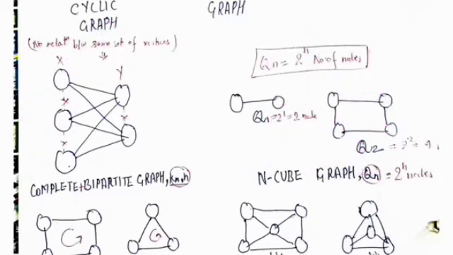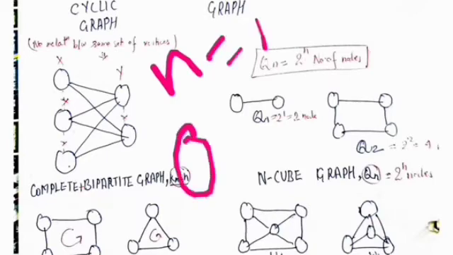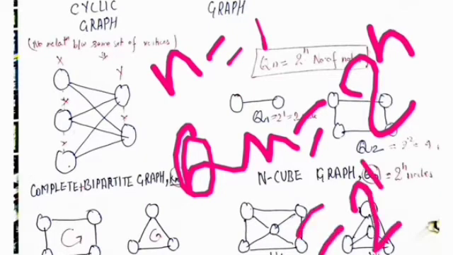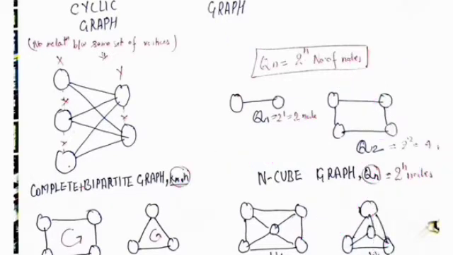So here if the value of n is 1, then the value of Qn is equal to 2 to the power of n, means 2 to the power of 1. This is equal to 2. So this 2 represents your number of nodes. So 2 to the power of n nodes are represented in an n-cube graph.